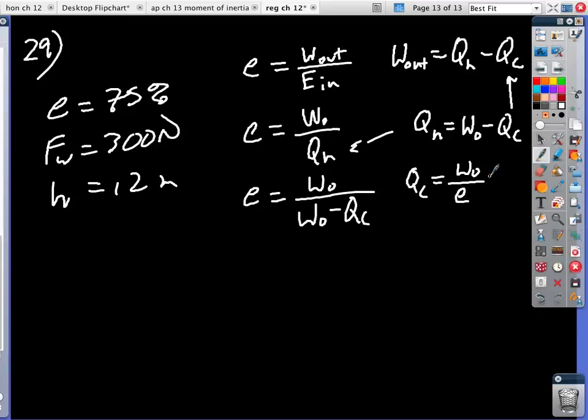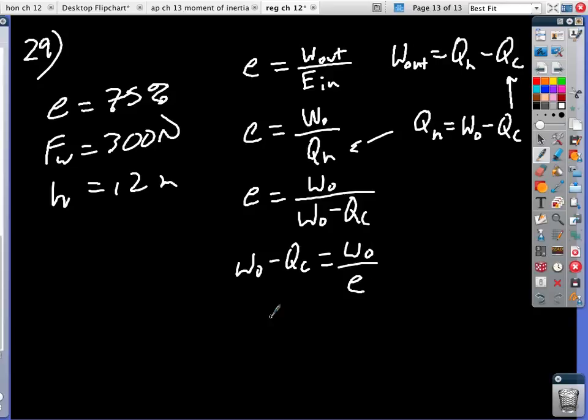Oh, nuts. I've got to flip around the negatives. Let me go through the algebra. I don't want to confuse people. All right, so first what I'll do is I would flip this, so I get WO minus QC equals WO over E. And then I'll move this stuff around so that I can get QC is equal to WO minus WO over E.